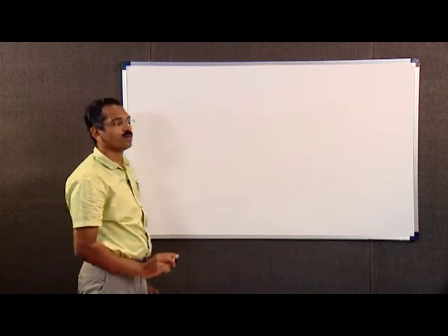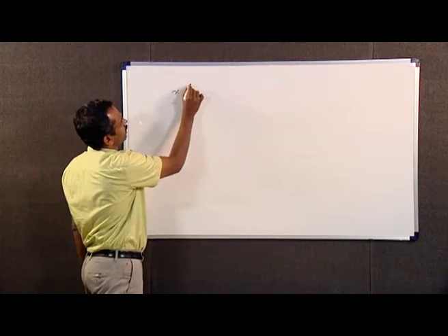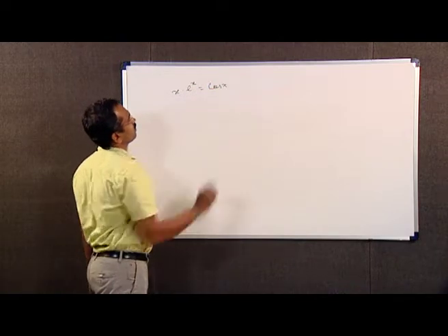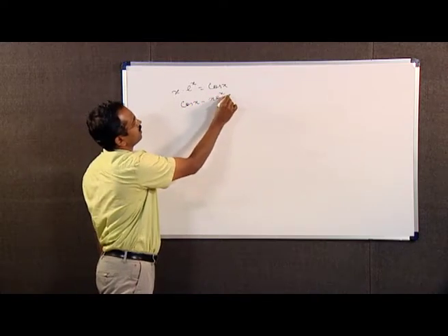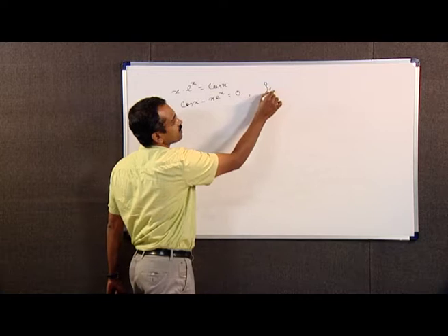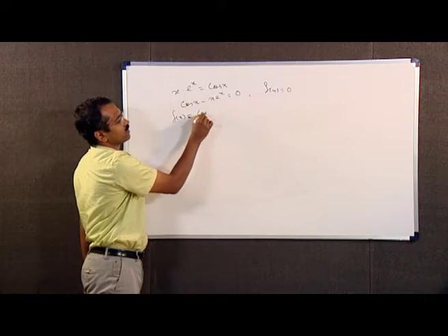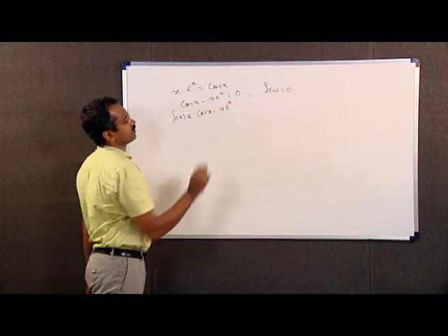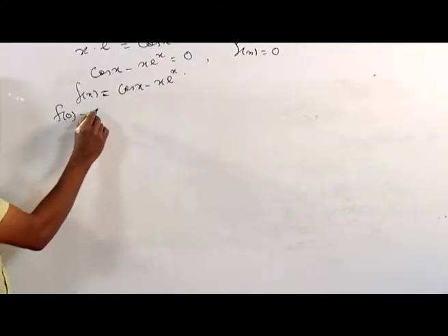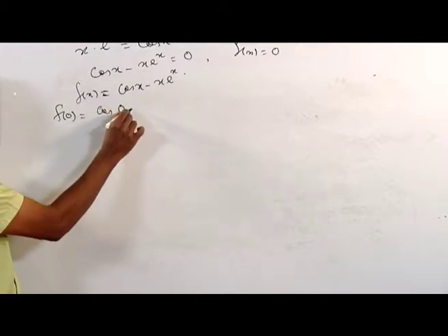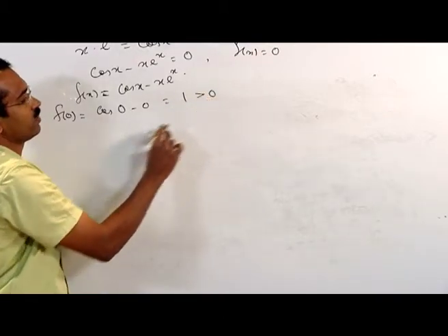Now, we have to work out a problem. The problem is to find a real root of the equation x into e raised to x is equal to cos x. This equation can be written as cos x minus x e raised to x is equal to 0, which is of the form f of x equal to 0, where f of x equal to cos x minus x into e raised to x. If we put x equal to 0, we get f of 0 equal to cos 0 minus 0, that is equal to 1, because cos 0 is 1, which is positive.